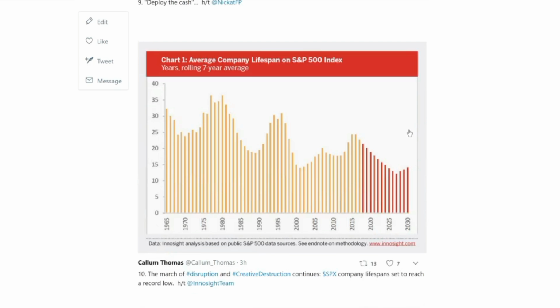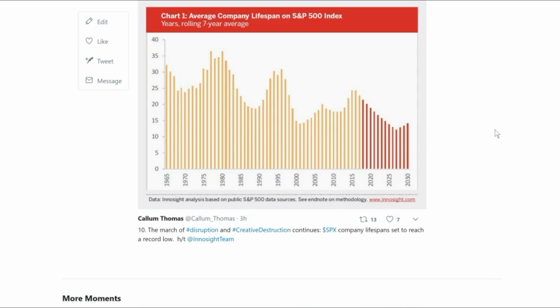And the last one is this quite interesting food for thought chart. You can see here that there's a clear trend and there are some clear cycles. So what is this chart? It is the average company lifespan on the S&P 500 index. And it's actually set to, by their forecast, reach a record low in a few years' time. And yeah, it's quite an interesting chart, really.